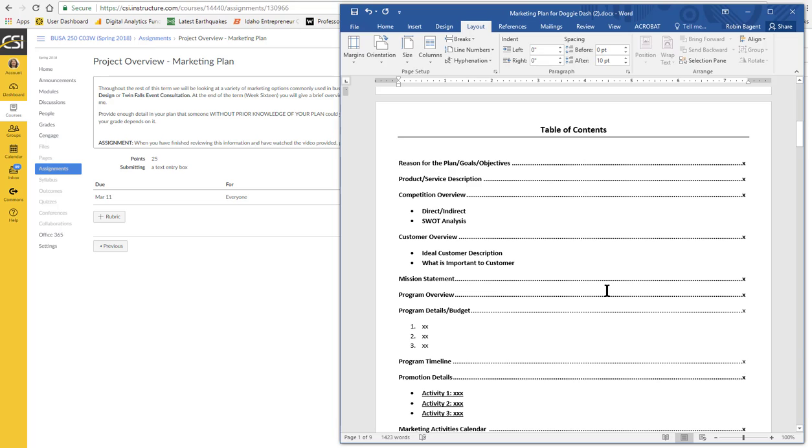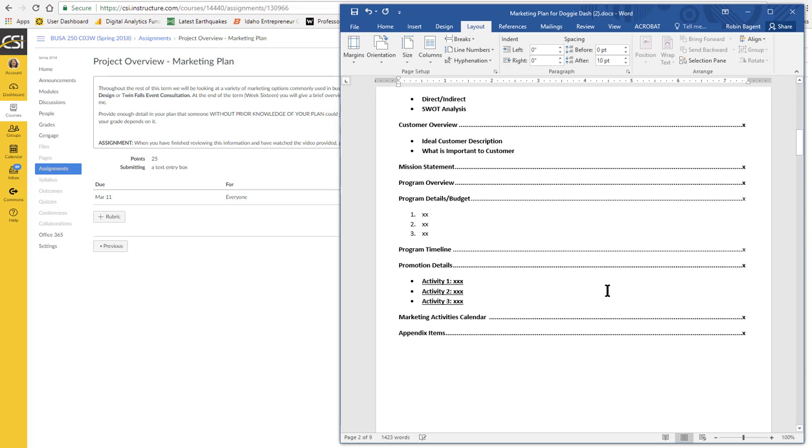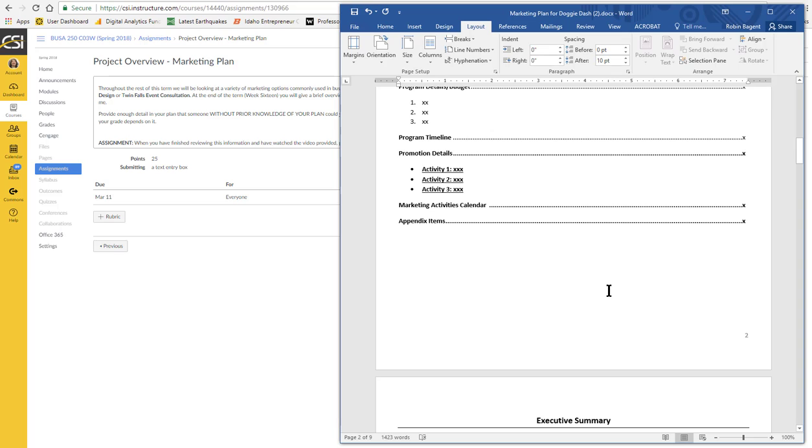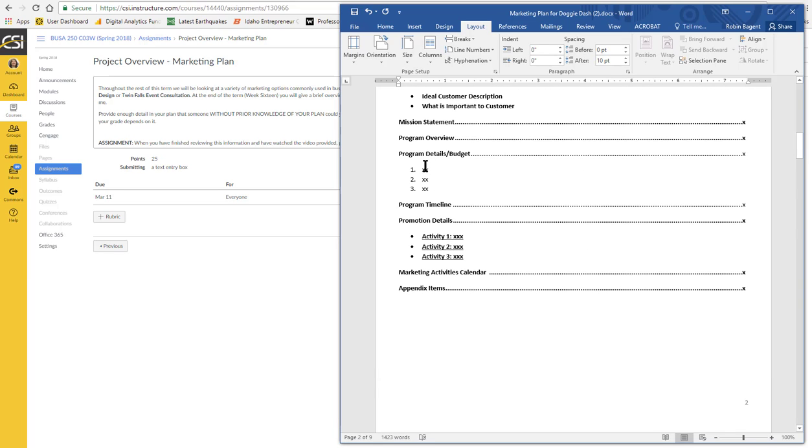Next, you'd have your table of contents. And this is so that if someone needs to flip to something specific in your plan, they can do it quickly. You don't include a whole lot of detail here. You might just include some headings and things.